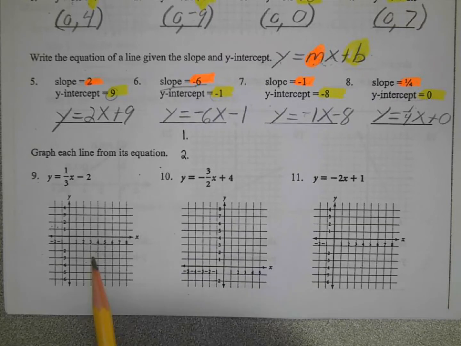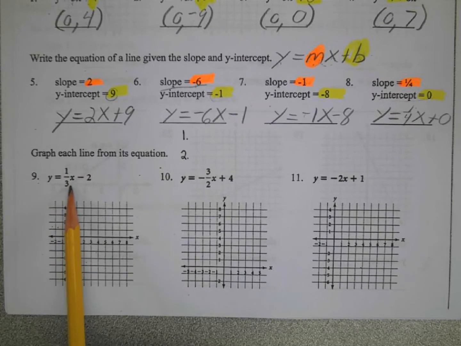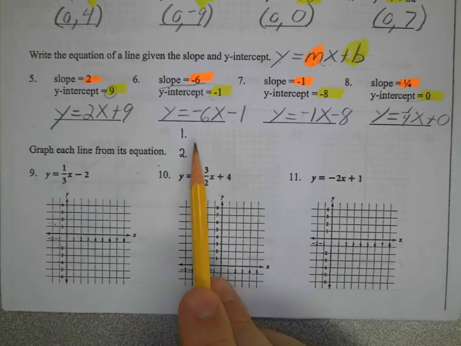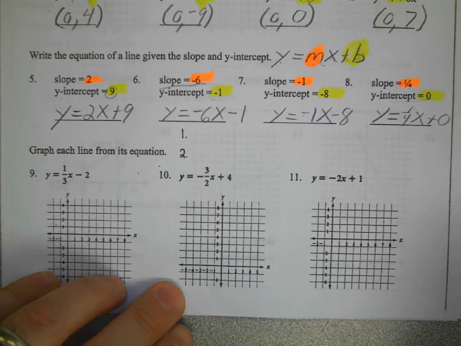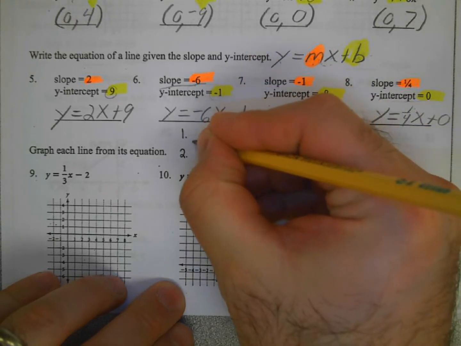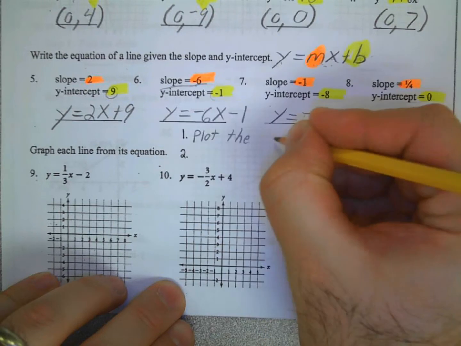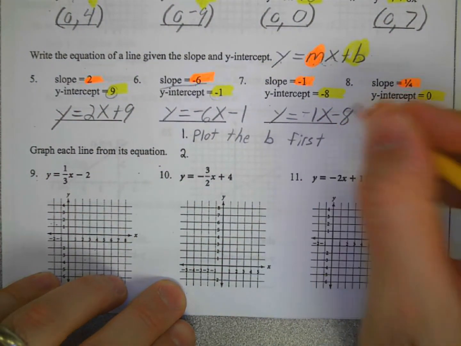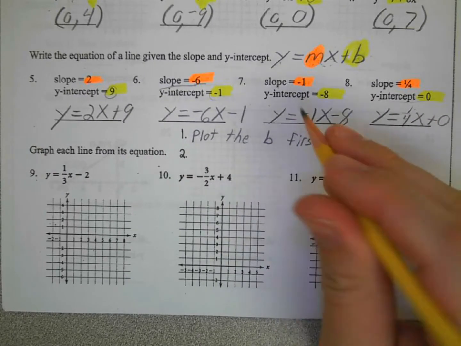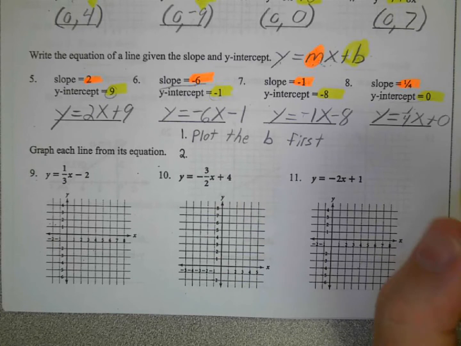All right, so now lastly, we're going to kind of work backwards here. We're going to use the equation and we're going to graph it. All right, so here's some rules right here. Our first rule is to always plot the y-intercept first, okay? So I'm going to write that right there. Plot the b first. And you can almost think of it as b begin, right? B begin. Always plot your b first.